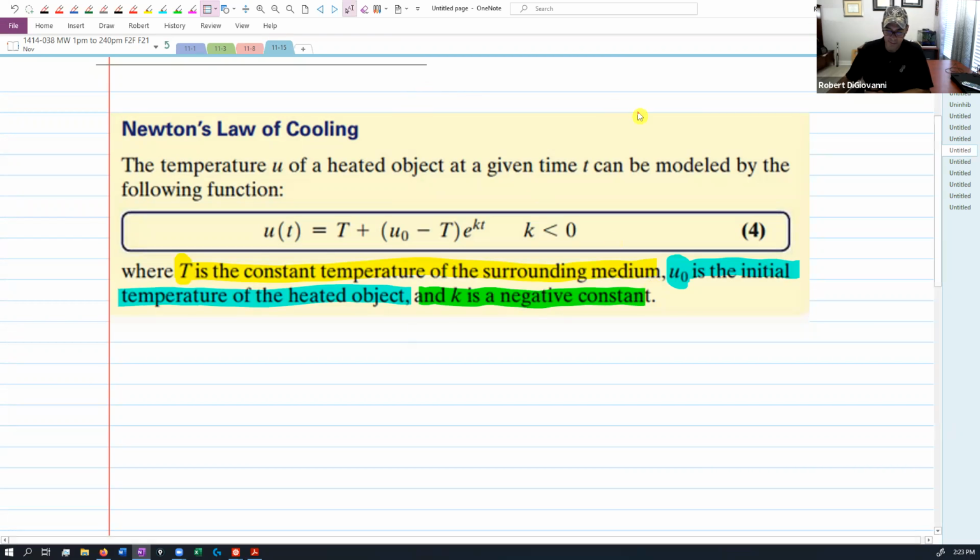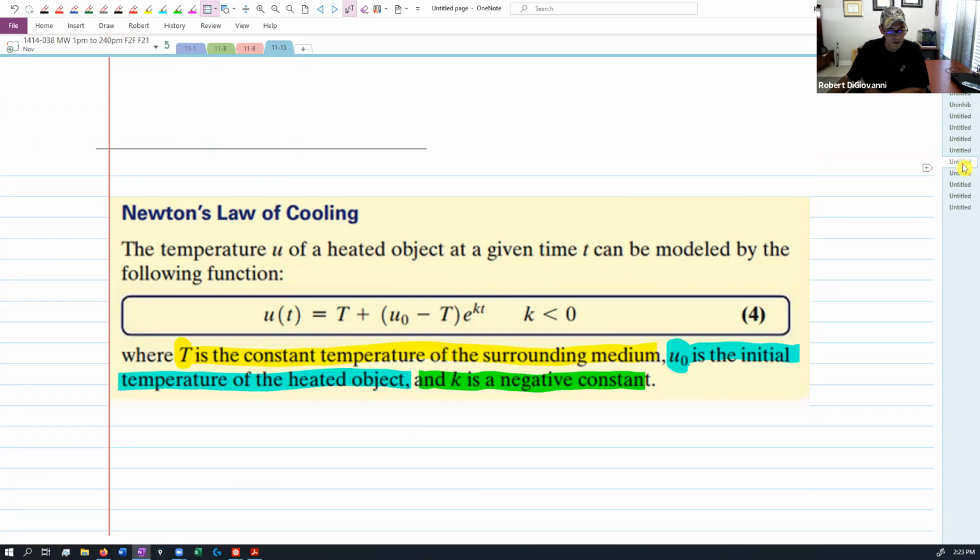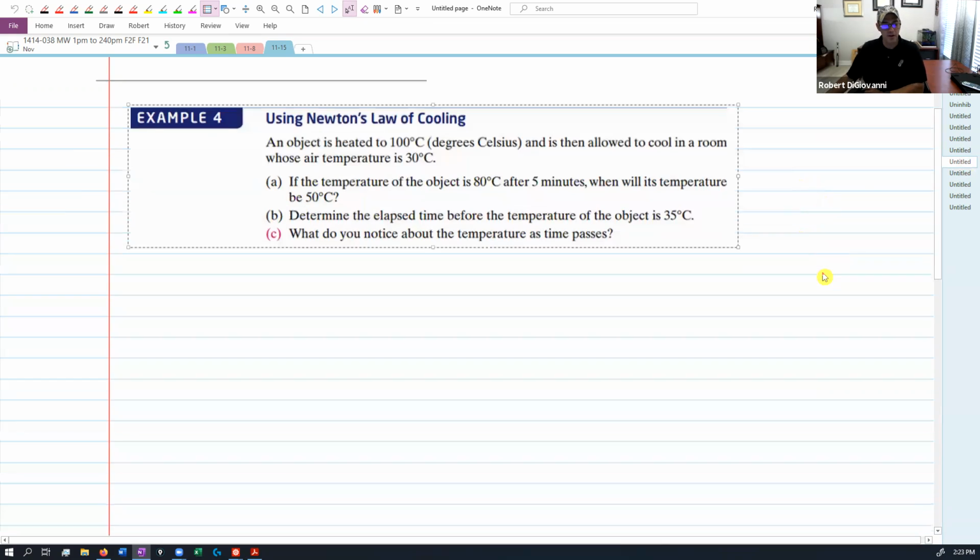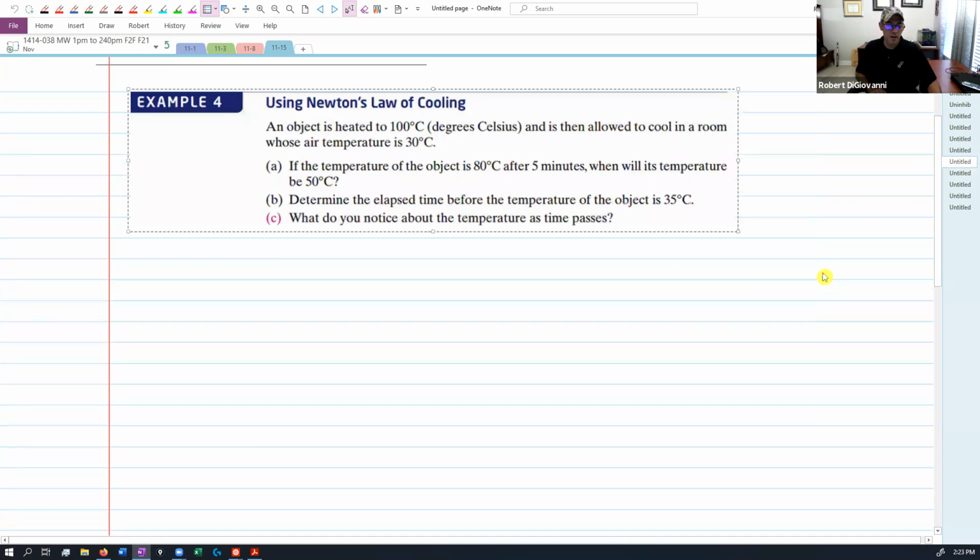So let's see. Now, we're not going to do a dead body here. We're going to do whatever the book gives us. They didn't have dead bodies in the word problem. Sorry. So we'll do what they did. An object is heated to 100 degrees Celsius and then is allowed to cool in a room whose air temperature is 30 degrees. Let me copy the formula.